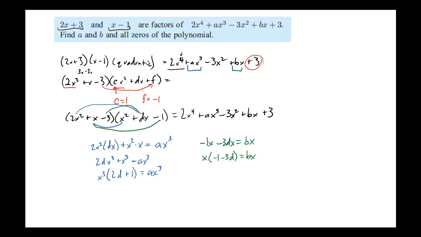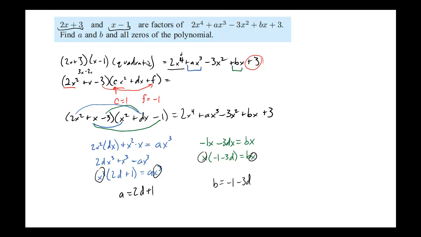Well, I've got now an x on both sides. Right? I got the x cubed here and the x cubed here, which means that a has to equal 2d plus 1. Over here, I can take the x's, and I get that b equals negative 1 minus 3d. Okay? So now I've got a little bit closer. I've got that a is 2d plus 1, and I've got that b is negative 1 minus 3d. All right? So the next question is, where do I go from here?